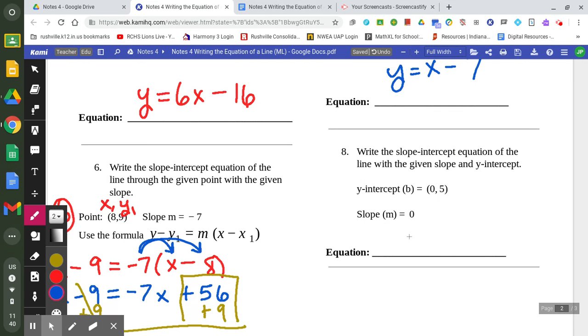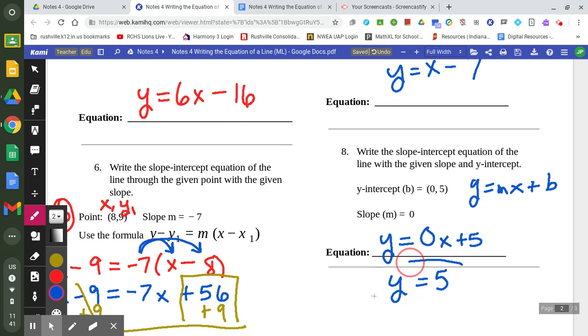On number 8, you're given the y-intercept and you're given the slope. So we are going to still use our y equals mx plus b format. So we're going to have y equals, our slope was 0, so 0x, and then our b was 5, so plus 5. And in Math Excel and on your paper, generally we would really like to see y equals 5 as the final answer. And just to give you a little reminder, when we have y equals a number, that ends up being a horizontal line.